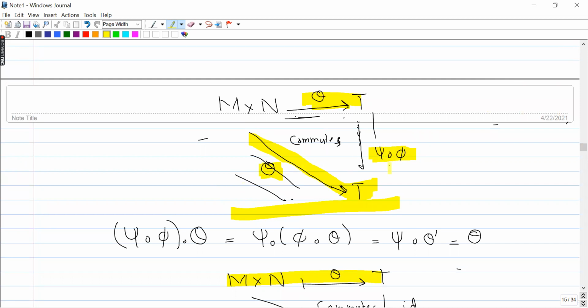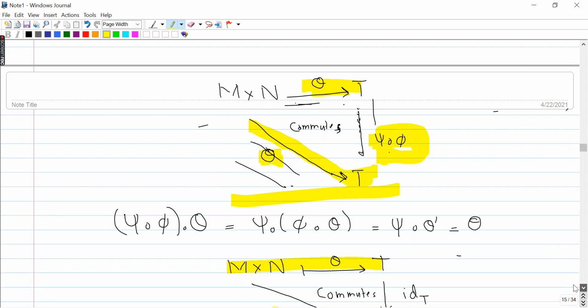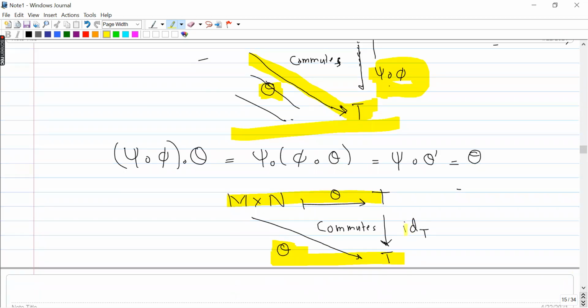So for this theta there exists a linear map from T to T, and also for the same theta there exists the identity linear map from T to T. But from the definition we know that for a given bilinear map from M cross N to T, which is given, whenever we have a bilinear map here, there exists a unique linear map.